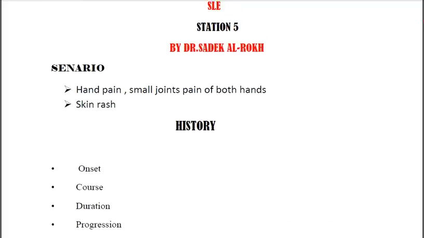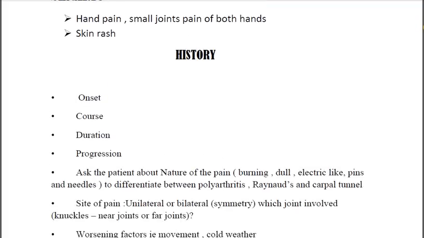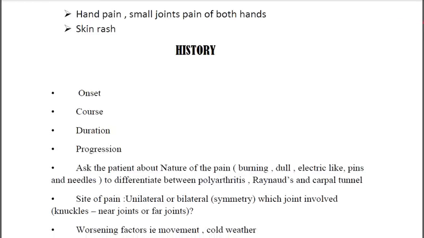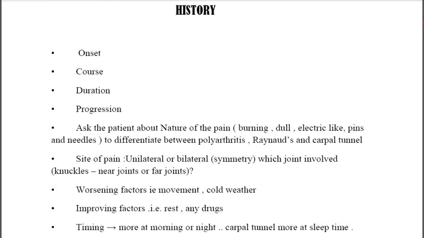What if the complaint is skin rash? This patient is, for example, a 26-year-old female complaining of skin rash for the last 2 or 3 or 5 months, for example. So you have to do analysis of the skin rash. And we did analysis of the skin rash before in a detailed manner with vitiligo and psoriasis.